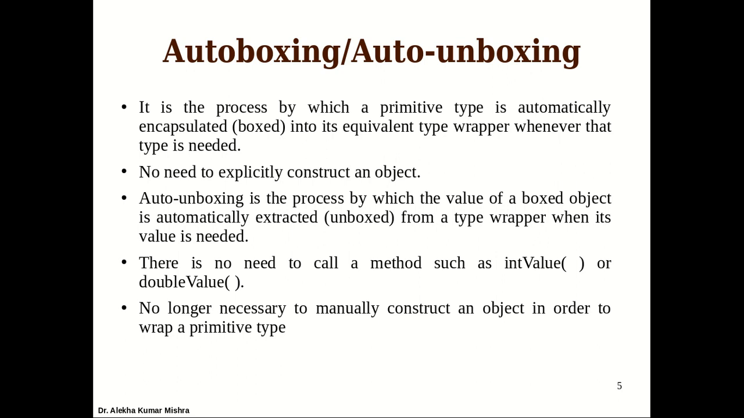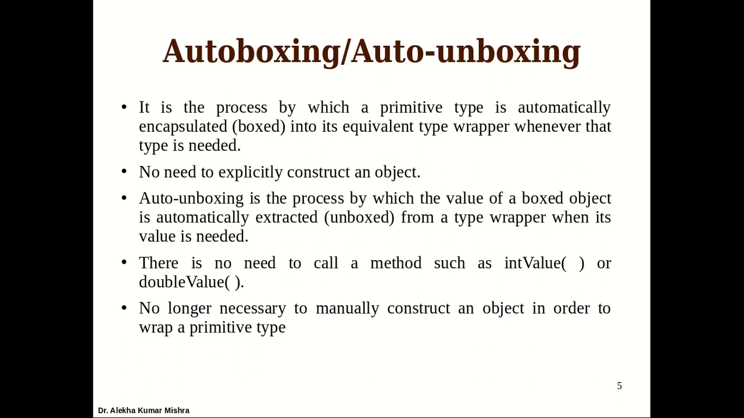Boxing means automatically converting a primitive type into its equivalent type wrapper object type, you can say type wrapper class type. So we do not need to explicitly construct an object to convert it. Suppose I have integer 25 and I have to use this 25 as a type wrapper object. For that I do not have to create an object, I can directly assign it. So this automatic conversion is done via assignment operation, with no need to explicitly construct an object just for conversion.